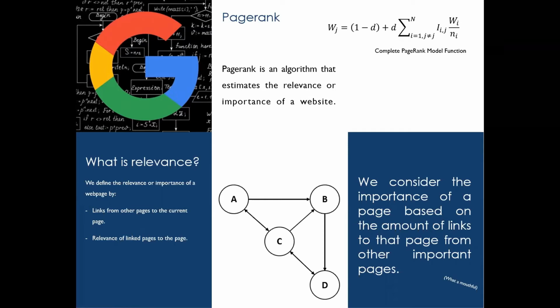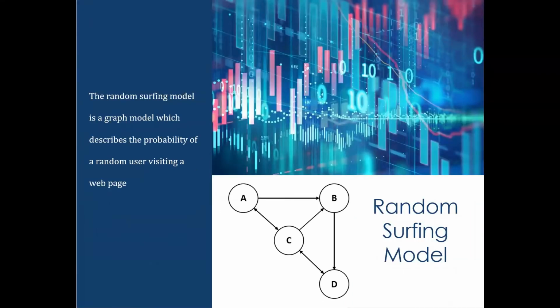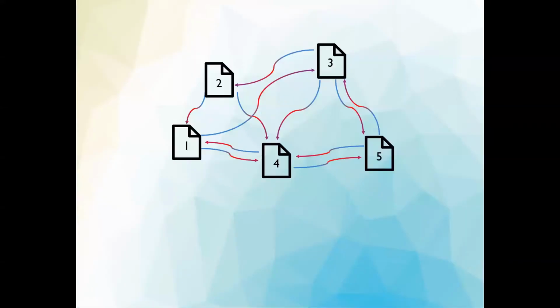But now, how do we calculate the importance of a website if by doing so we would need the importance of other sites? This is where we introduce the random surfing model, or random surfer model. The random surfing model is a graph model which describes the probability of a random user visiting a web page. So, let's take a look at the following example.